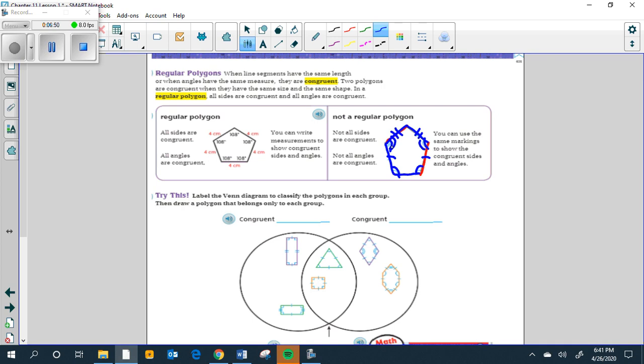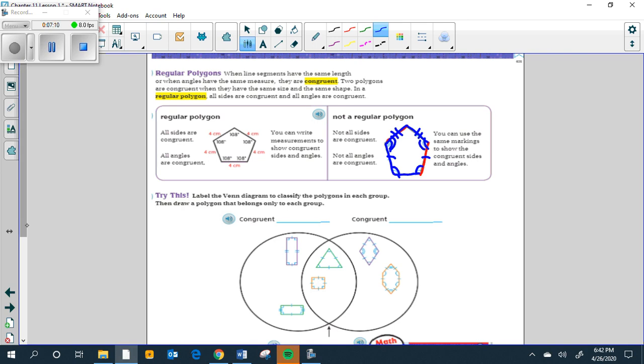And the same with these arcs on the angles. Since there are 2 here and 2 here, those are the same. But here there's just 1 and here's just 1. So these 2 are the same, but this is not the same as the one above it. All right, so let's go ahead and take a look.